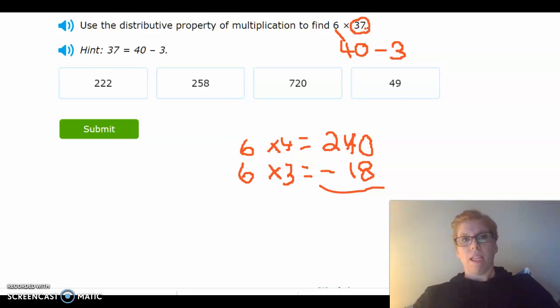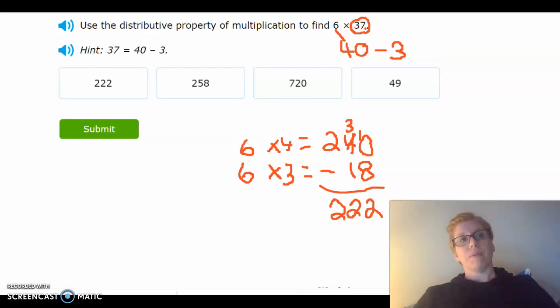So I'm going to borrow from the tens place. 10 take away 8 is 2. 3 take away 1 is 2. And bring the 2 down. 222. That's a little different, right? It's a little spin on the distributive property, but it works, doesn't it? And you can do it. So when you come across a problem like this, you can follow the same steps that I just did.